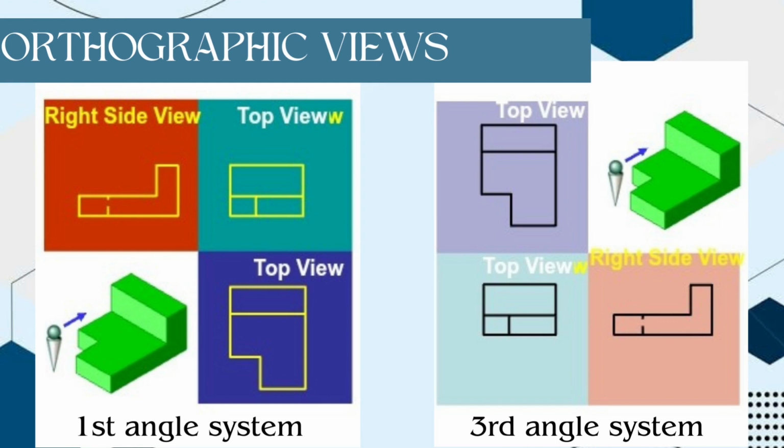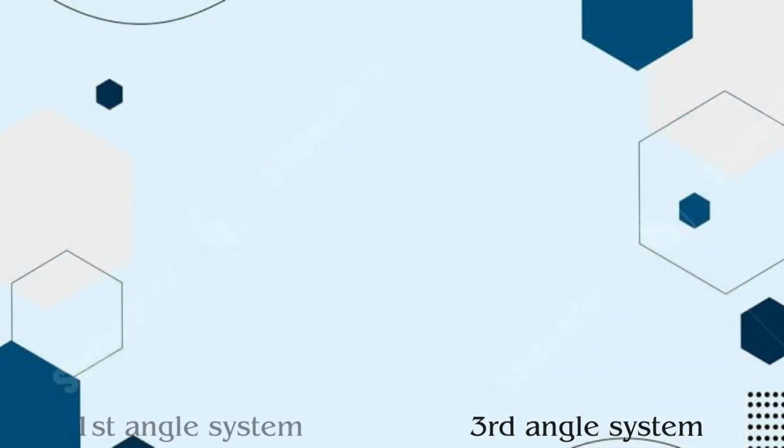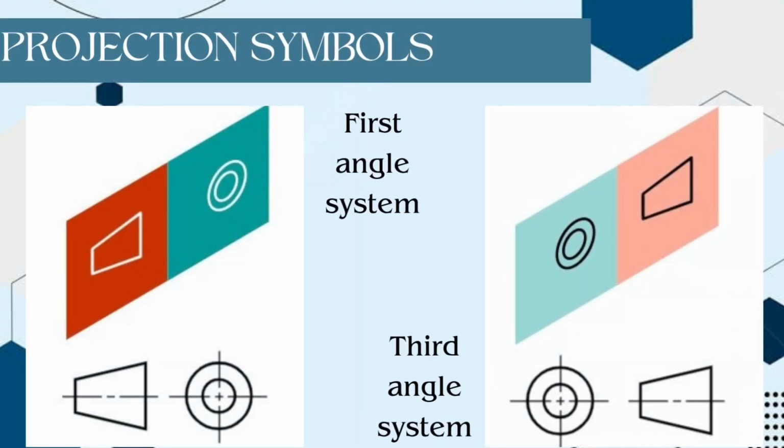So you can see this is the top view and the right side view. In the first angle, this is the right side view and top view. The first angle and the third angle differ just in the arrangement of views. Although we must follow the third angle system, here both are the same, but the difference is the alignment.